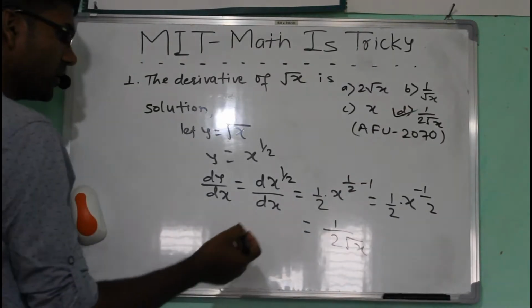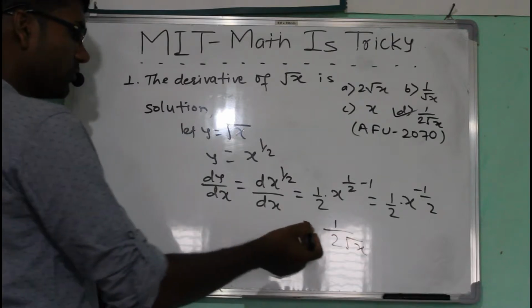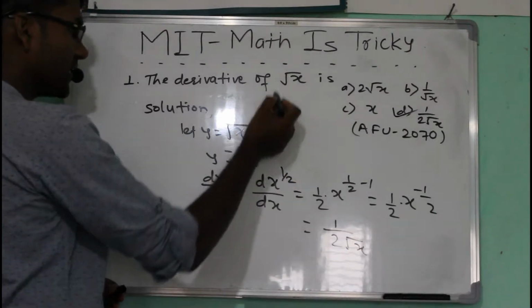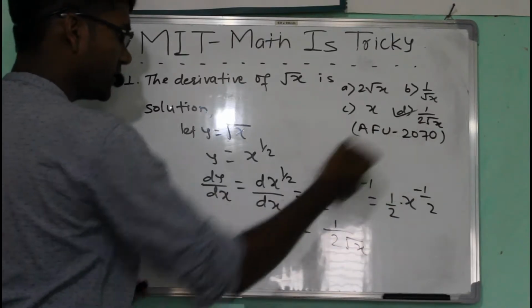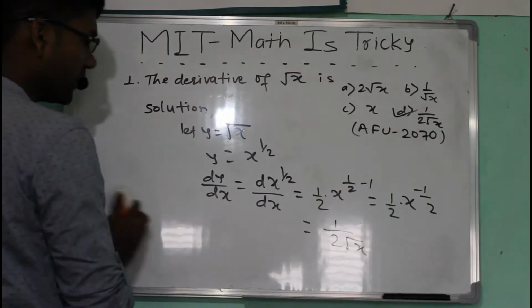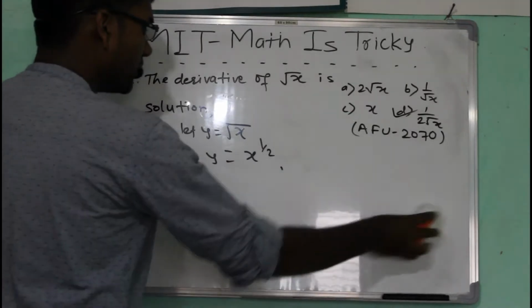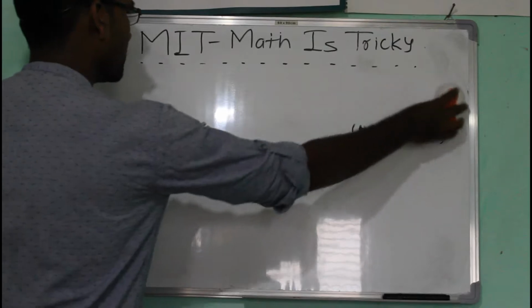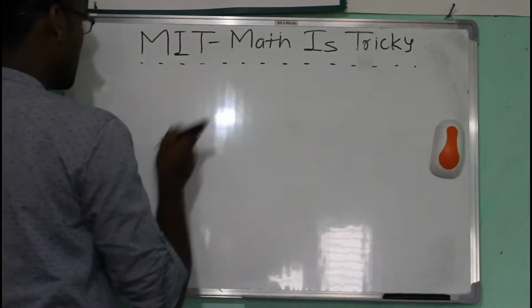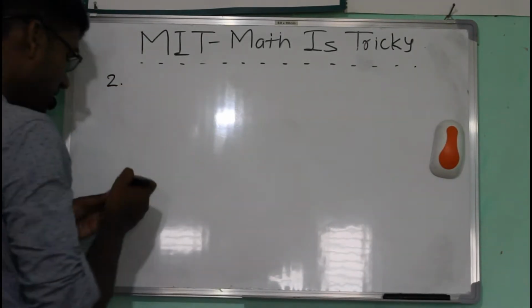So your answer is D. It's very simple. What I suggest is that you better memorize this: the derivative of root x will always be 1 by 2 root x. That is your answer. So let's move to the next question. You can see that this type of easy question is also asked in your entrance exam, so you don't have to worry about your entrance. Sometimes very easy questions come.